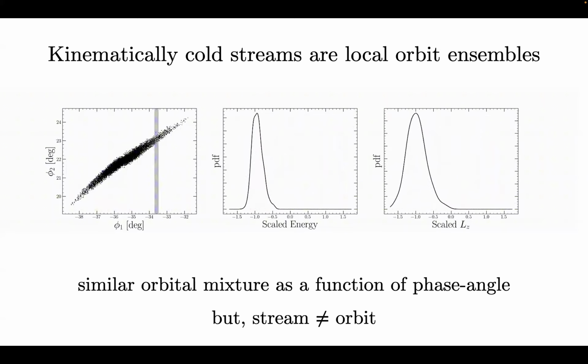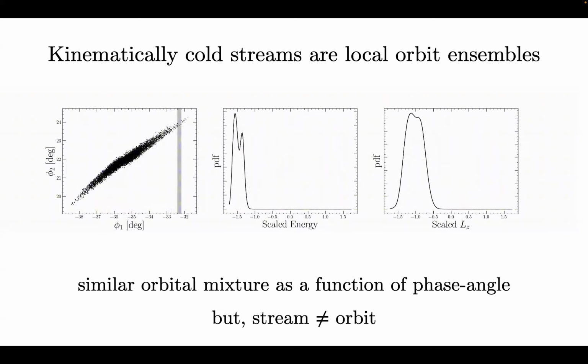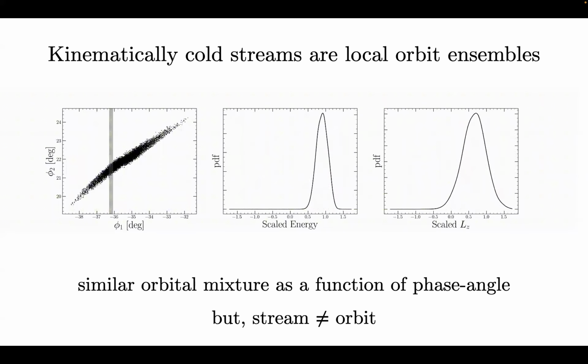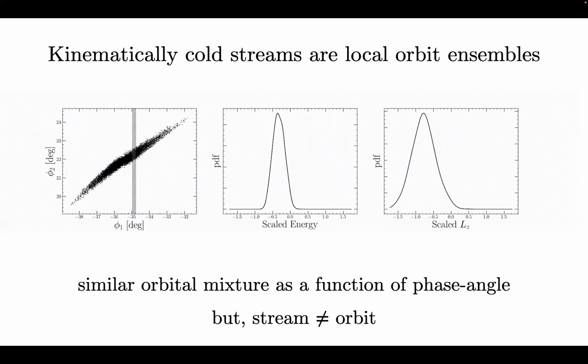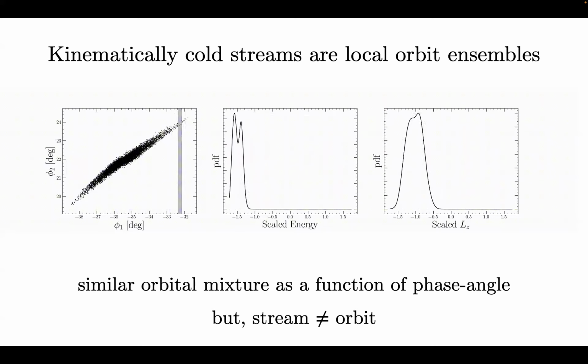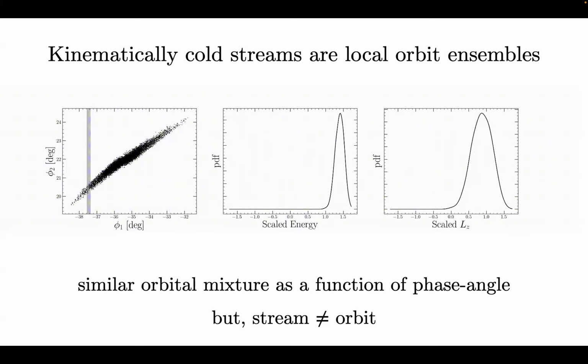But again, it's not a perfect orbit. What's going on in the middle there is the progenitor, where the cluster has self-gravity. So in that area, energy and LZ are not constant, at least in this fixed potential. So streams are a mixture of orbits that vary slowly.